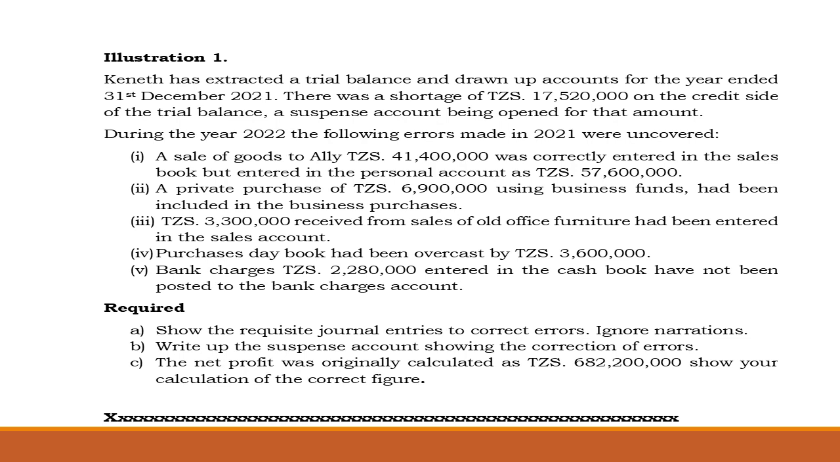One, a sale of goods to Ali, which was 41,400,000, was correctly entered in the sales book, but entered in the personal account. On the personal account, it is overstated. That is the 57,600,000. It is overstated by how much? By 16,200,000.